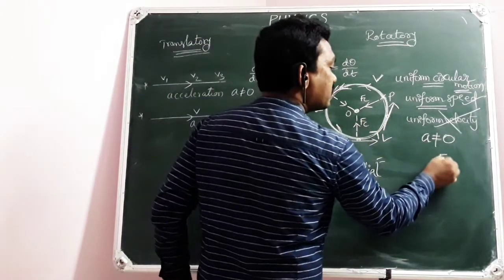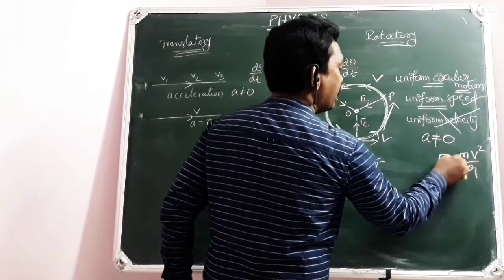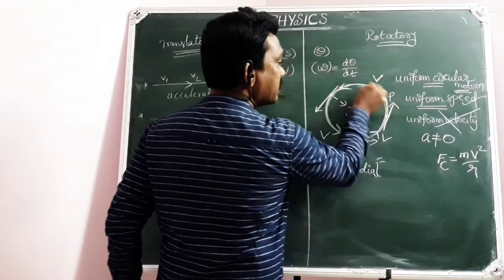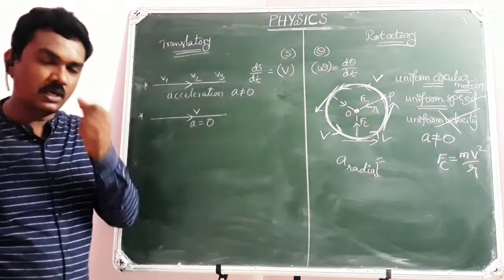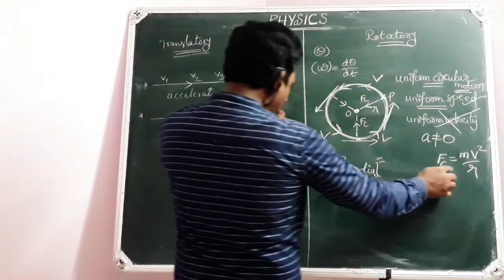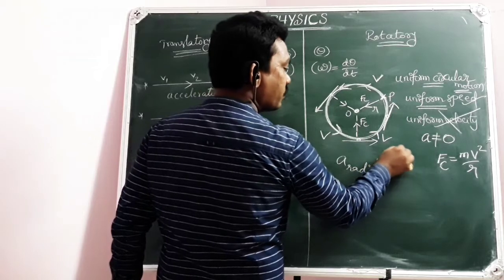And the centripetal force formula is mv square by r. m for mass of the particle, v for speed of the particle, r for radius of the curved track. So the centripetal force equation is mv square by r. Then acceleration is v square by r.